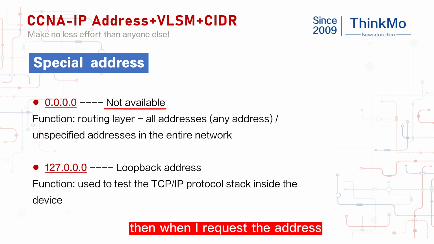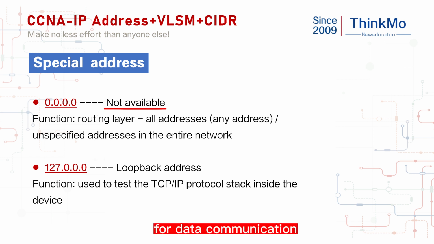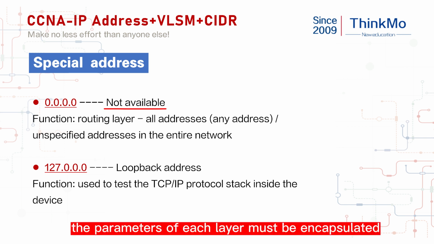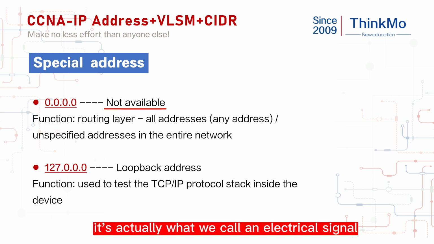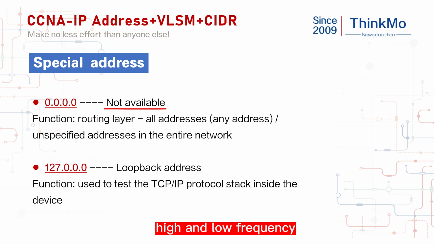Then when I request the address, the data needs to be packaged and encapsulated. For data communication, the parameters of each layer must be encapsulated. Even if you don't know a value, you also fill in a placeholder, because this field cannot be left blank. For the link, packets are actually bit streams, what we call electrical signals. High and low frequency is the electrical signal transmitted.